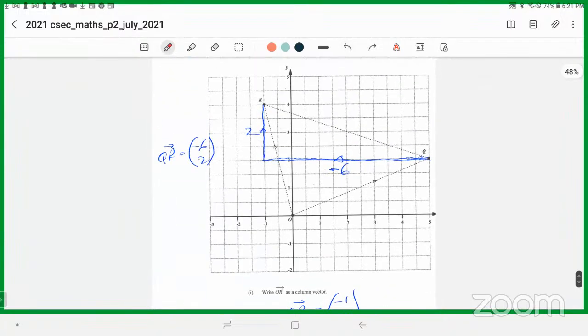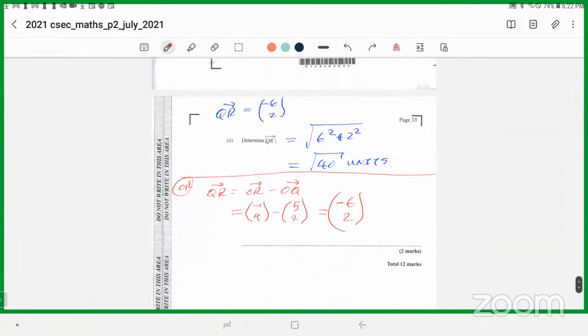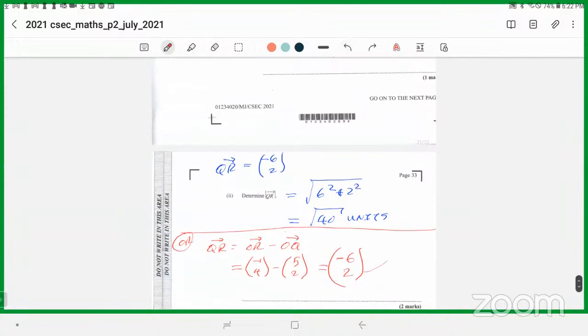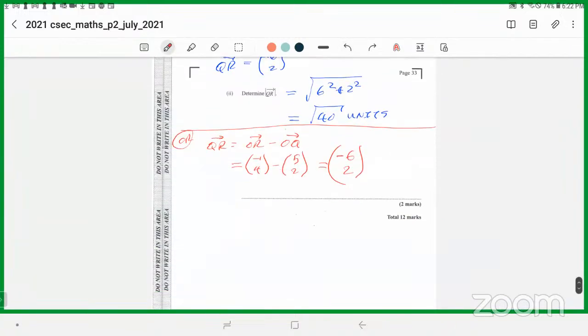Because they gave me a diagram, I didn't have to work it out. I could just count how many units horizontally and vertically to go from Q to R, because that's what vectors really are: a displacement from Q to R, almost like translation. But you could also calculate it like this, and then use the same formula, square root of this squared plus that squared. It gives you the same answer. If you put the negative, negative 6 squared, same thing. It doesn't make a difference. And that finishes the question.